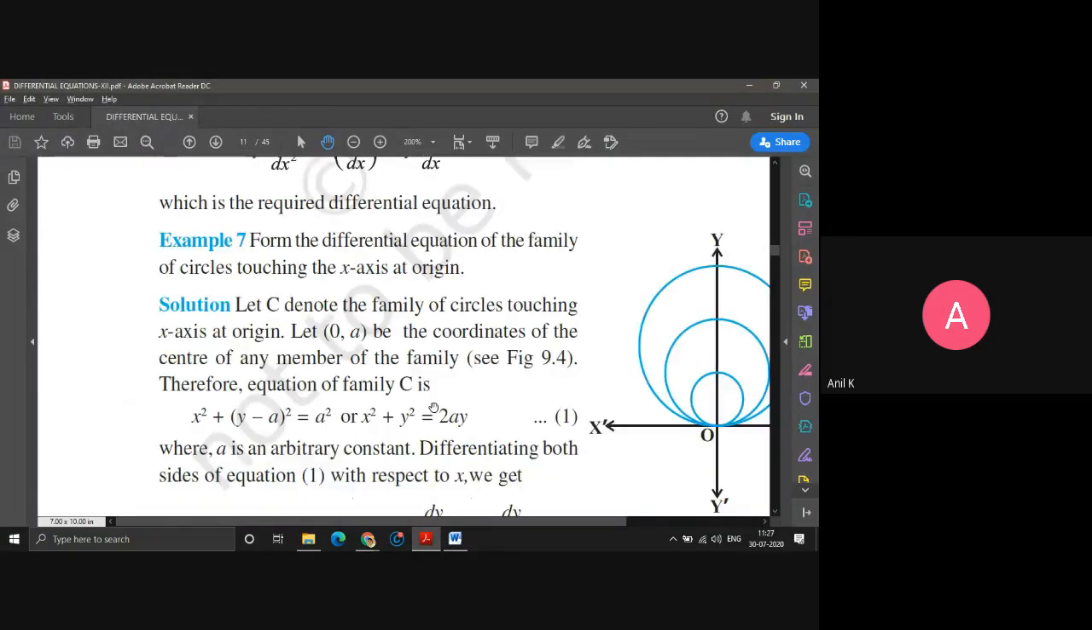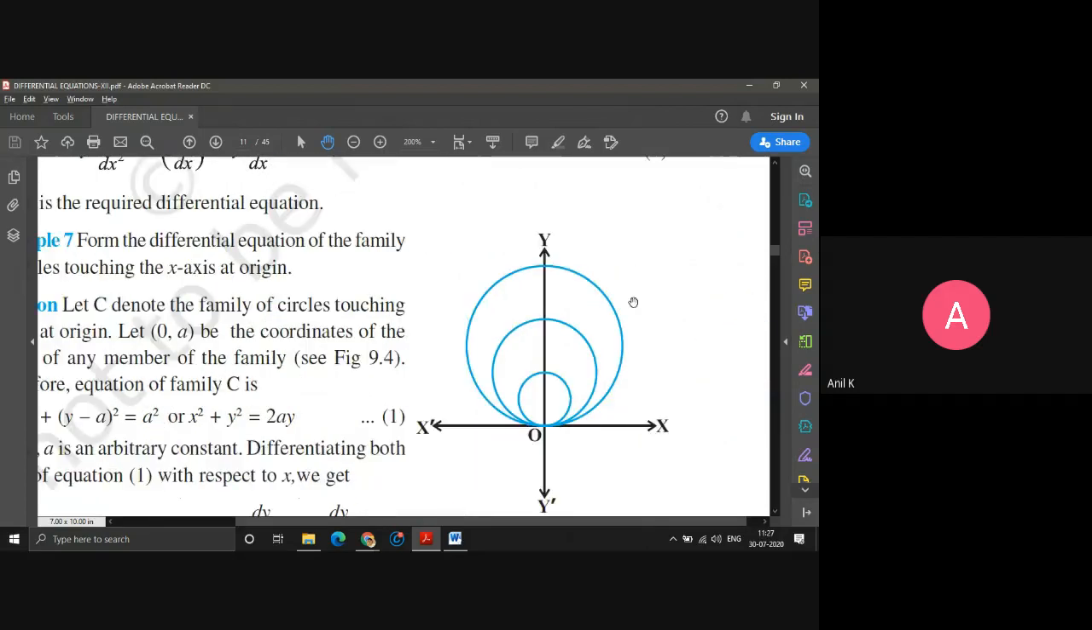Now we have one more question. Form the differential equation of the family of circles touching the x-axis at origin. Okay, so this is the graph. The equation of a family of circles means all those circles which have center on the y-axis and touching the origin.